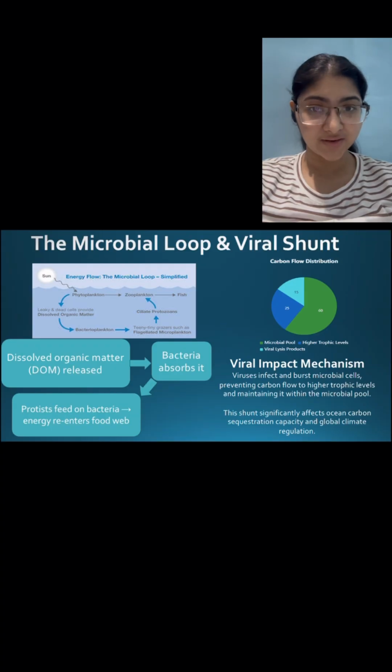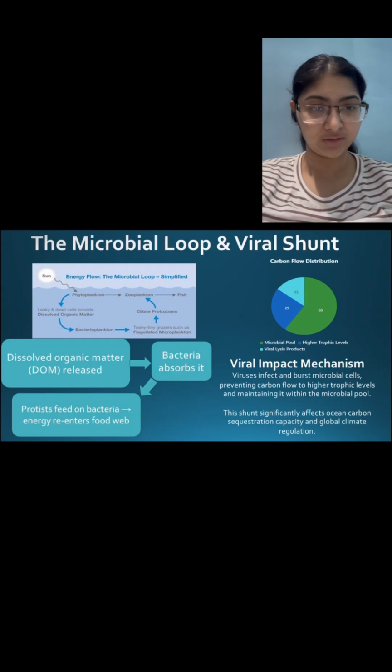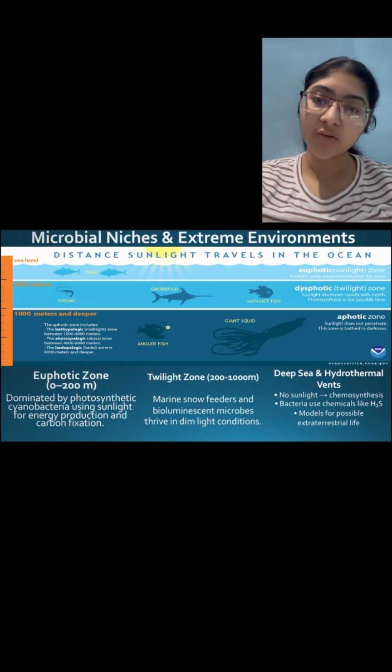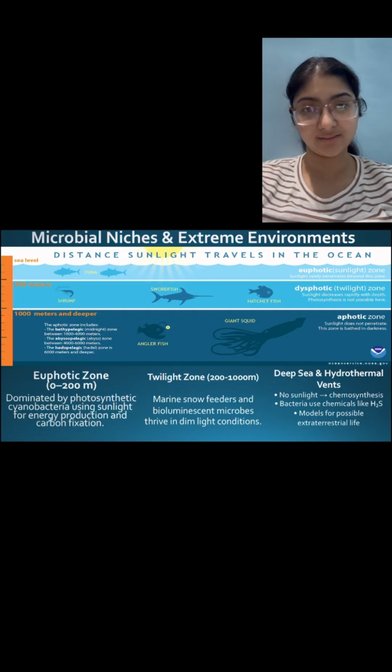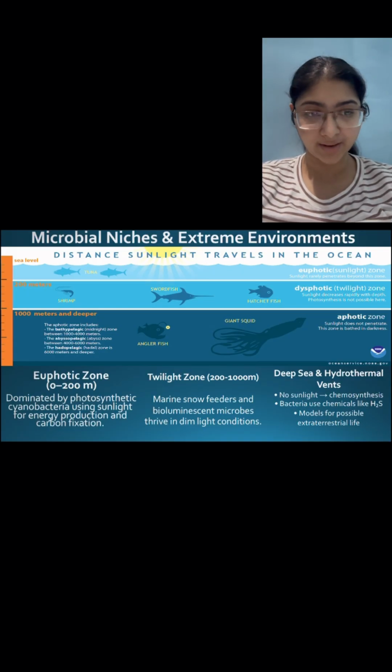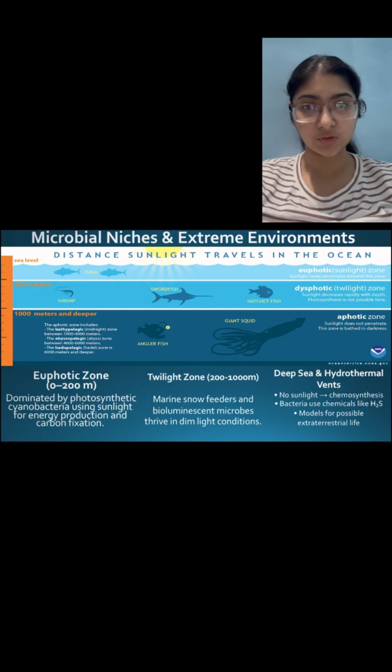We can see in the given pie chart what is the percentage of the microbial loop and the viral shunt used. Now we have three types of ocean zones depending upon the water depth. First we have the euphotic zone, then we have the twilight zone, and third we have the deep sea. So let's start with the euphotic zone. It is around 0 to 200 meters and it is mostly dominated by photosynthetic cyanobacteria, which use sunlight for energy production and for carbon fixation, and the example is Prochlorococcus.